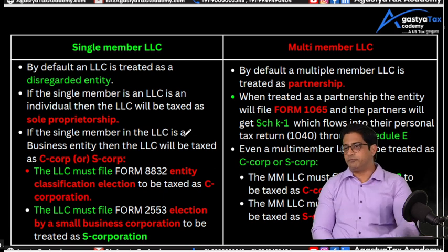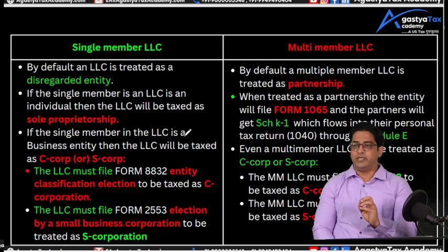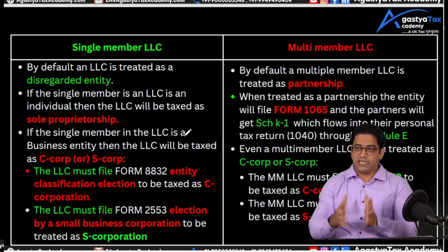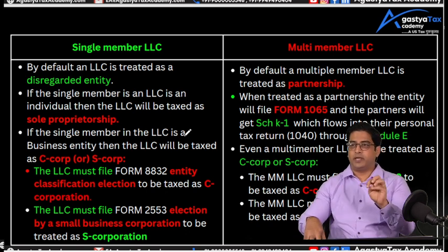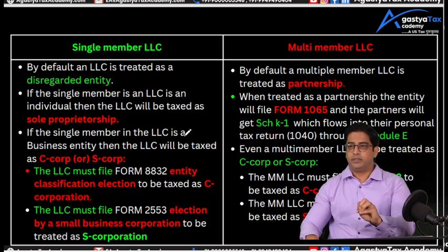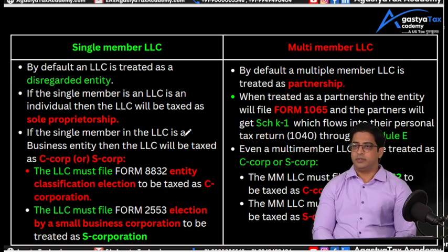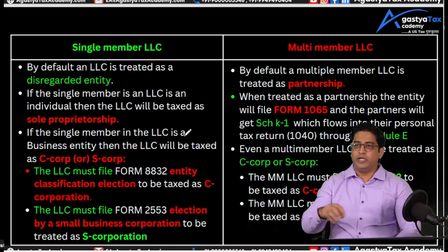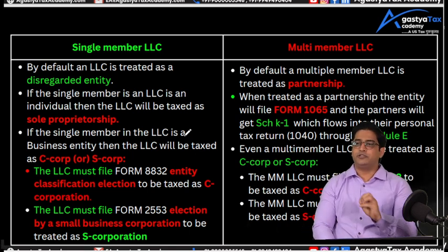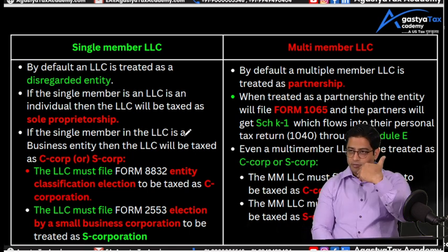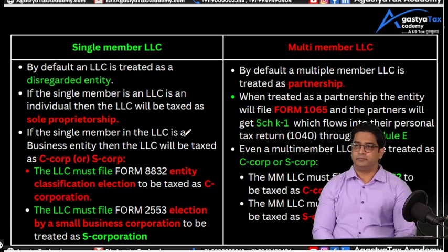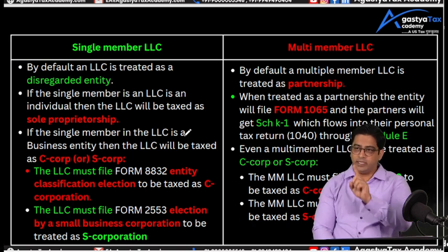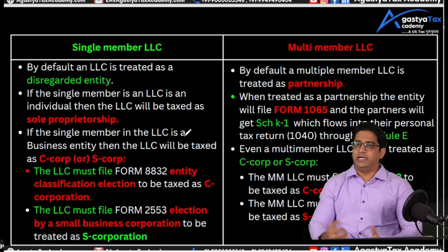Sole proprietorship is different altogether. Sole proprietorship is based on SSN. LLC will be based on EIN, employer identification number. So an LLC is an entity. Sole proprietorship is not an entity. It's an individual making a business. It's an unincorporated business. For LLC, you'll incorporate. How will you incorporate? Articles of organization. For sole proprietorship, there is no incorporation. Right away, you can start. It is free of cost basically.